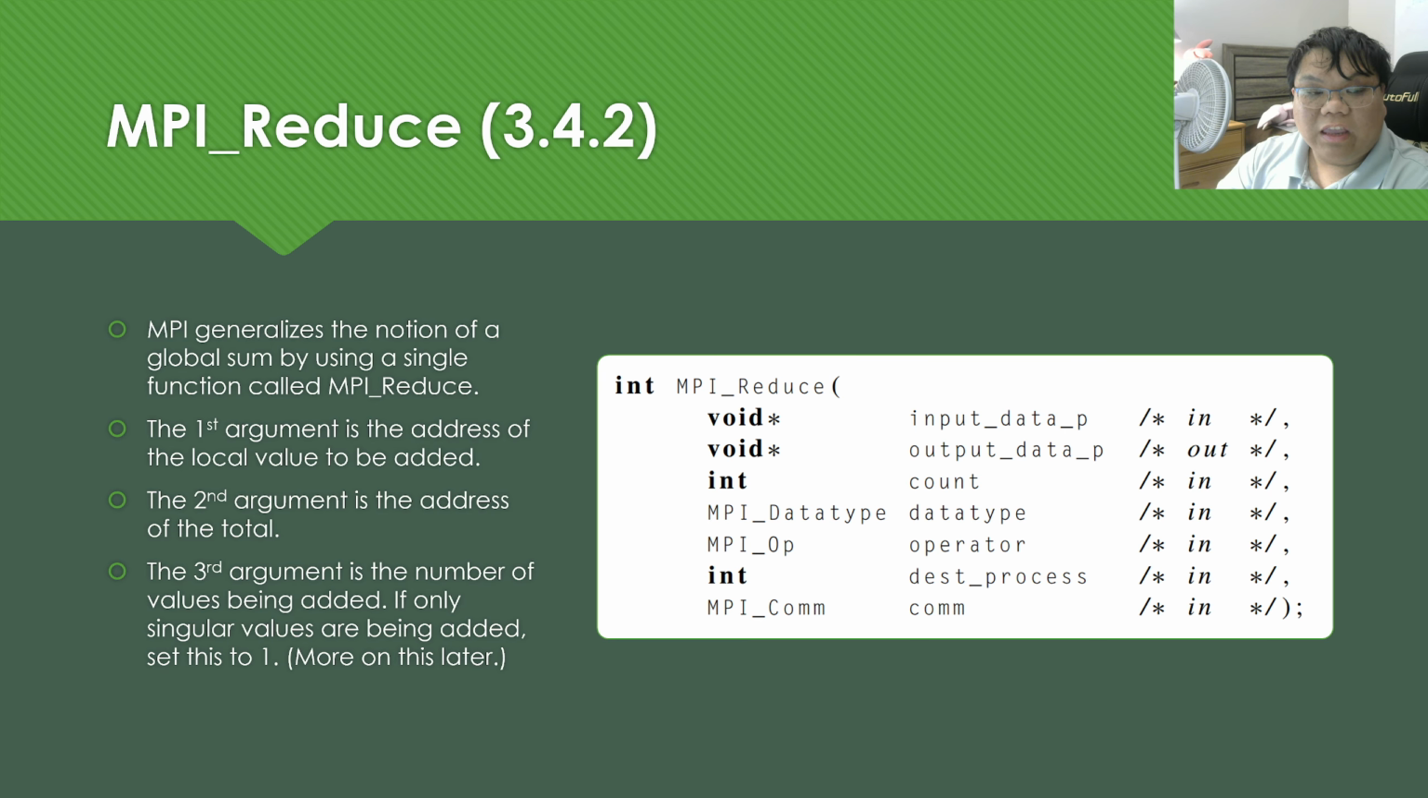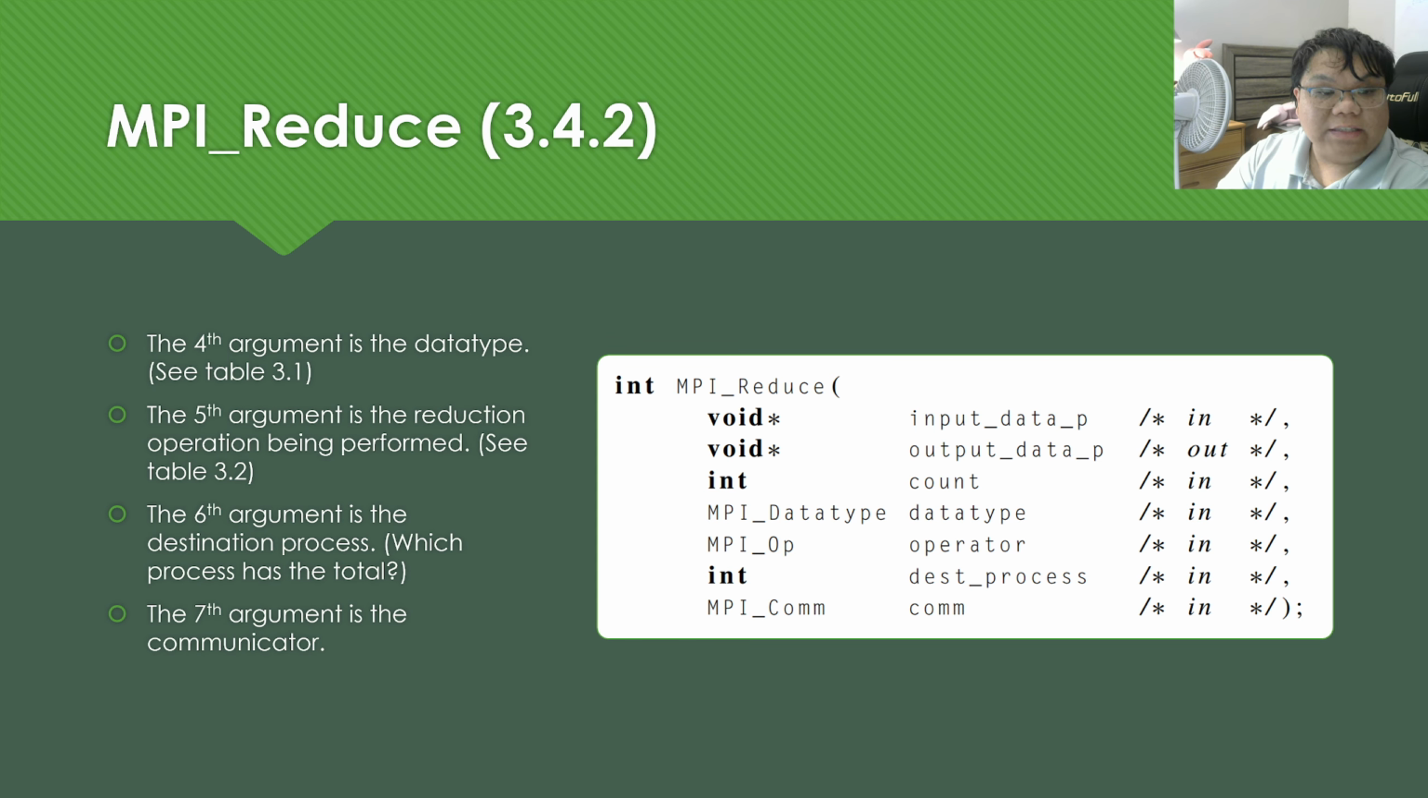So these are the arguments for MPI reduce. It's going to require the following arguments. The first argument is the address of the local value to be added. The second argument is the address of the total. The third argument is the number of values being added. If we're just adding singular values, just set this one to 1.